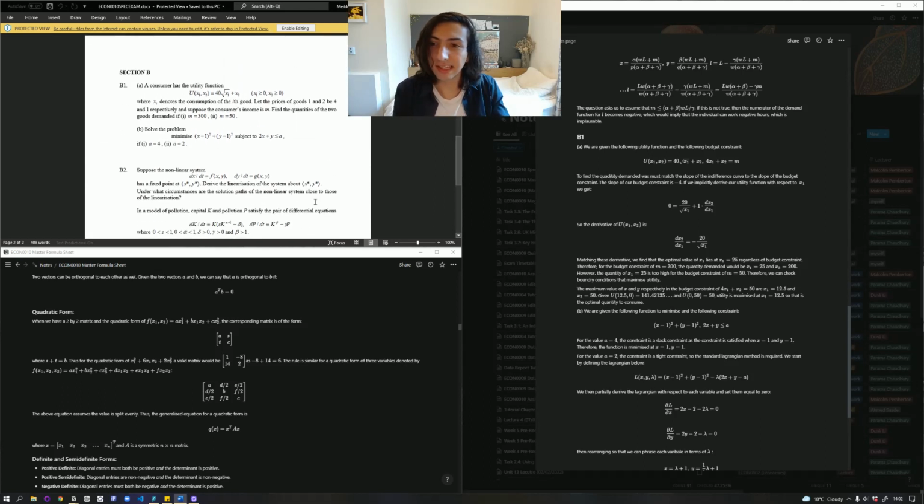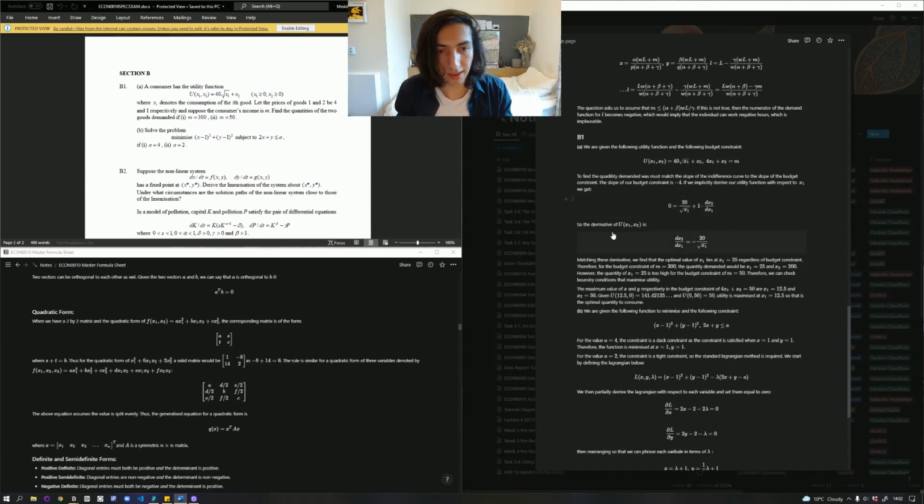B1 was fairly easy for me. I don't think many people had problems with this. But just in case, let's go over it. So, this is a standard utility matching to budget constraints. We need to match the MRS and MRT, as we do usually.